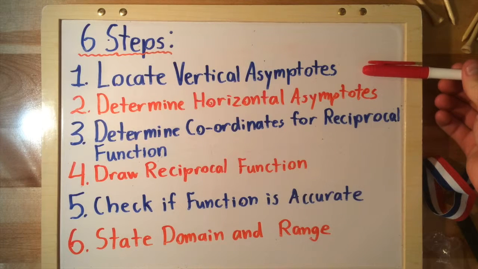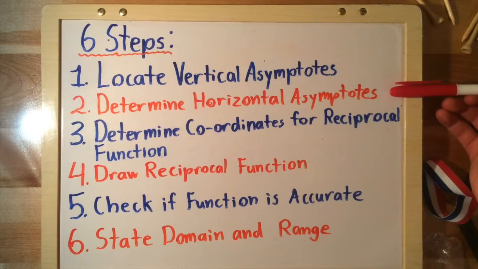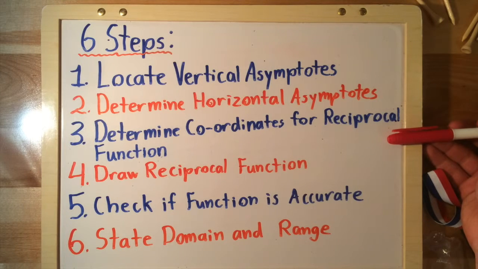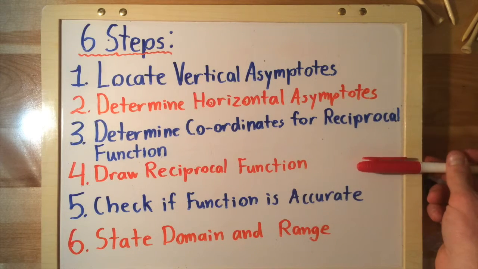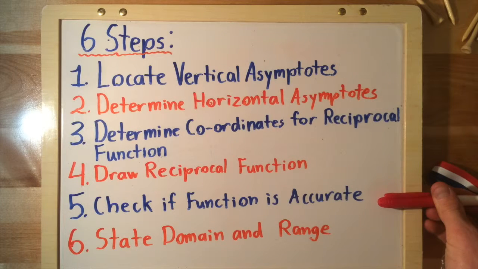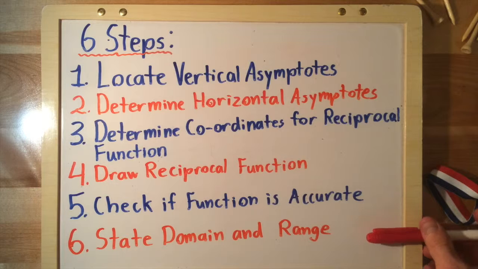First, you must locate the vertical asymptotes. Second, you determine horizontal asymptotes. Third, you determine the coordinates for the reciprocal function. Fourth, you draw the reciprocal function. Fifth, you check if the function is accurate. And lastly, you state the domain and range.